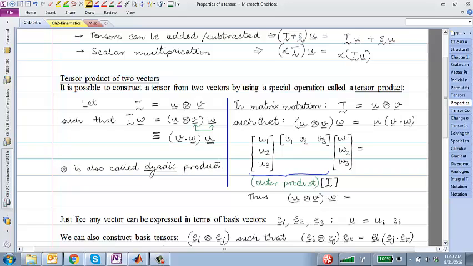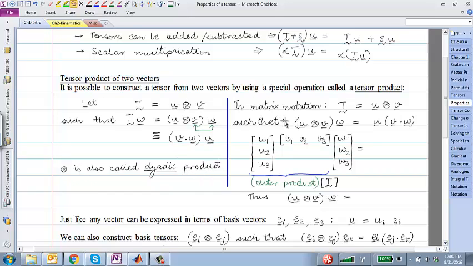So the result of the tensor operation T acting on W is a vector. So as it should be, because a tensor T acting on a vector W gives me another vector: V dot W, which is a scalar, times a vector U. So that's how this dyadic product is defined, without reference to any coordinate system.